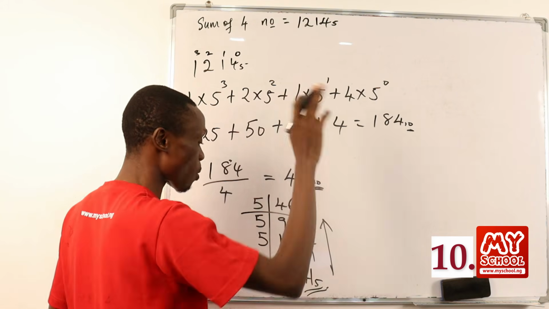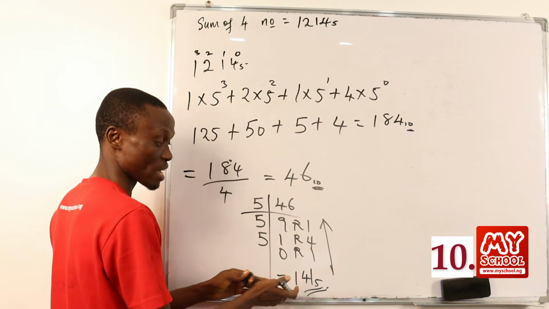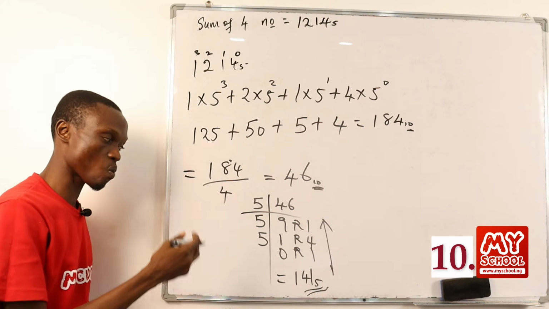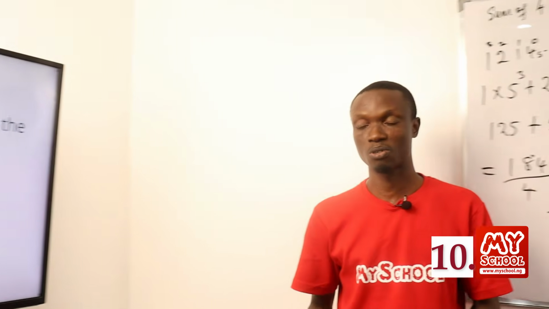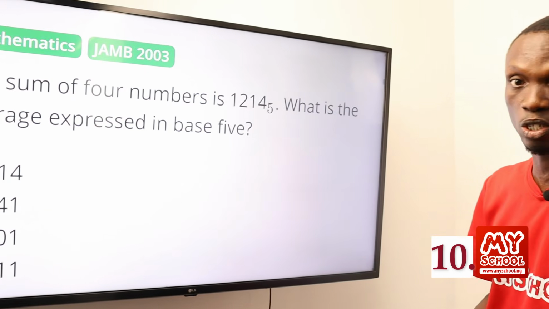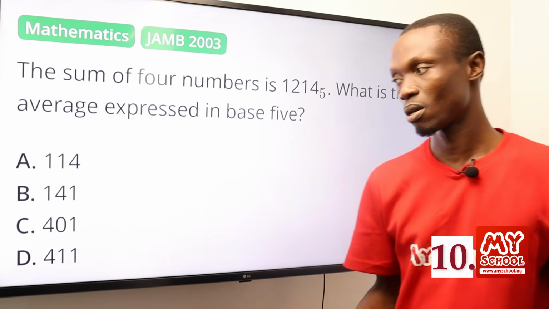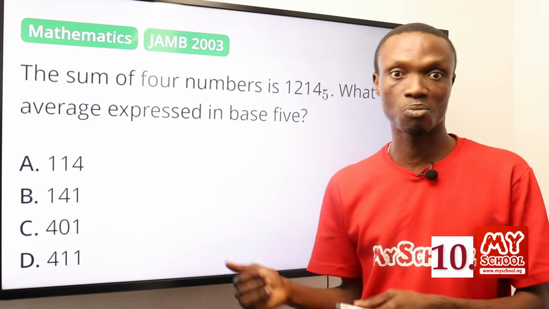So the average of the four numbers expressed in base 5 is equals to 141 in base 5. So let's return back to the screen to pick the correct option for this question, and that is option B, 141, and that is in base 5.